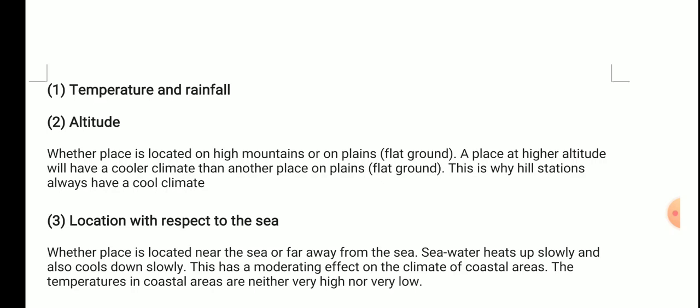Why? Because a place at higher altitude will have a cooler climate than other places on the plains. Third one is the location with respect to the sea. Whether a place is located near the sea or far away from the sea. Seawater heats up slowly and also cools down slowly. This has a moderating effect on the climate of the coastal areas. The temperatures in coastal areas are neither very high nor very low. Okay, and also because of the breeze, humidity is also there because of the amount of water vapor.